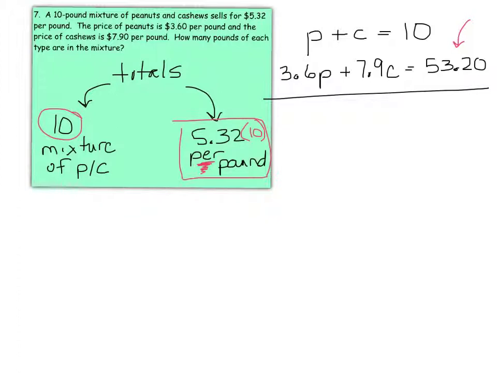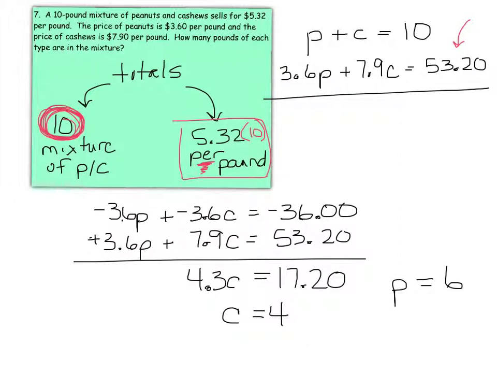You can't have something costing $3.60 per pound and $7.90 and it only costing you $5.32 when you're supposed to have 10 full pounds together. So that's why you would multiply it by 10. All right, and then you solved by elimination. I went ahead and got rid of my peanuts, and so that gave me cashews to solve for. And so I found that I had 4 cashews and 6 peanuts.